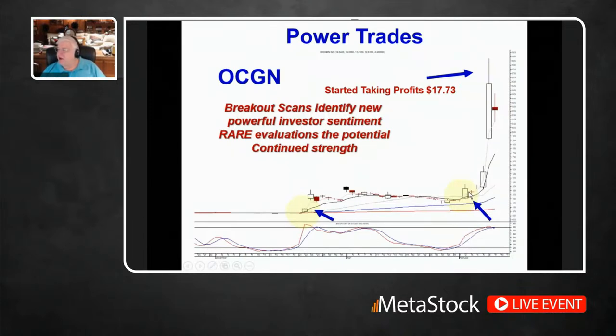And the signals tell us we want to start looking to see what's happening, that something new is happening. And we call this our RARE evaluation. If we see a breakout, first thing we do is go and see what the news was that caused that breakout. So that becomes our alert. Secondly, we know when there's a breakout, there's now a drastic change of investor sentiment. It's going to produce some good price moves.